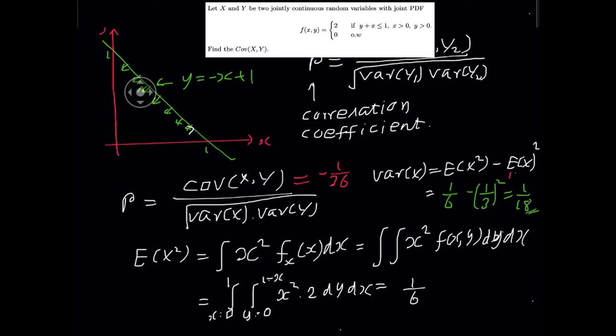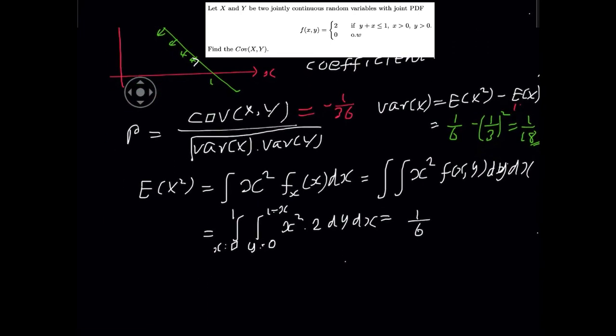Then what is the variance of y? Variance of y is the same. Again, how do we find the variance of y? Variance of y equals expected value of y to power 2 minus expected value of y, whole thing squared. Then you can find the expected value of y to power 2 as we did for the x to power 2. So you will get this answer, 1/18.